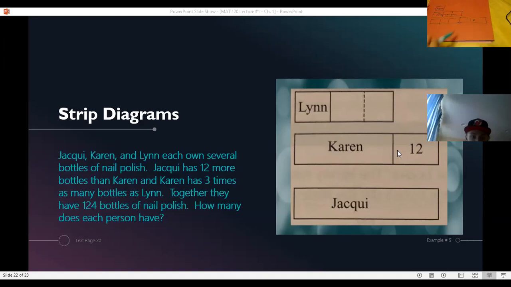You can deliberately exaggerate the last strip because you know it's not equal to the others. That's why I made it longer looking that way. And this whole thing is Jackie. Because of this diagram here, I can see that there are 7 parts. 1, 2, 3, 4, 5, 6, 7. There's 7 equal parts. And we have 12 left over.